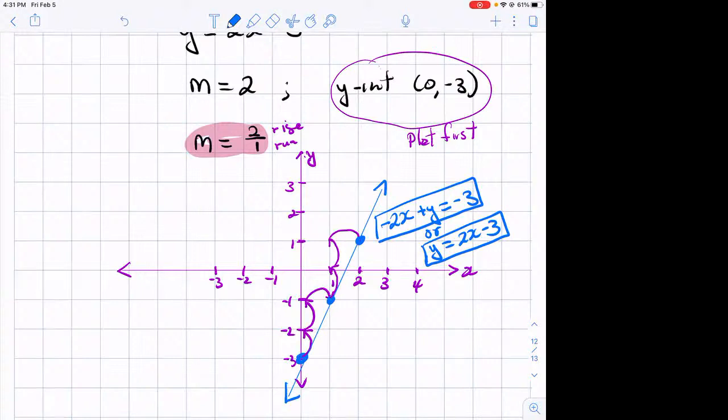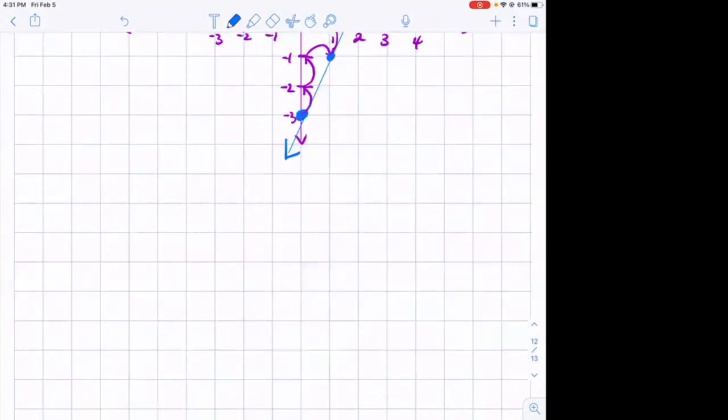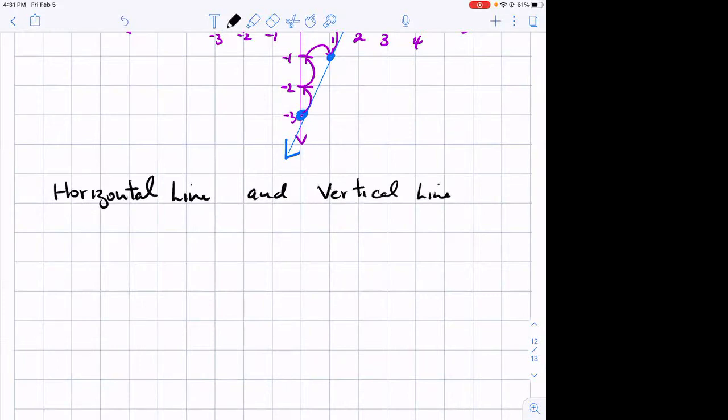So this is graphing equations that are written in the form y equals mx plus b. Now, there are two special equations. I just refer to them as special because they are the horizontal line and vertical line. Okay? For a horizontal line, remember horizontal means left to right. Okay? And vertical means up and down.